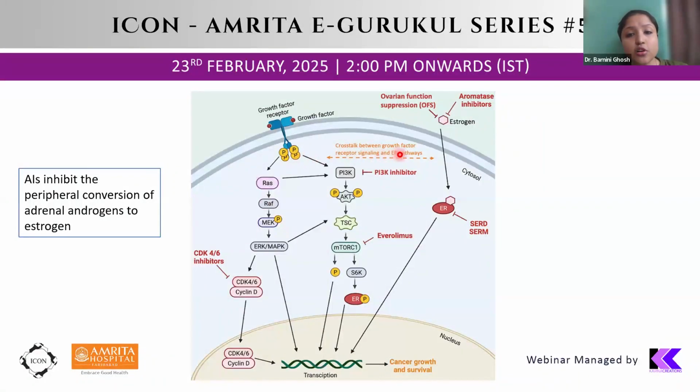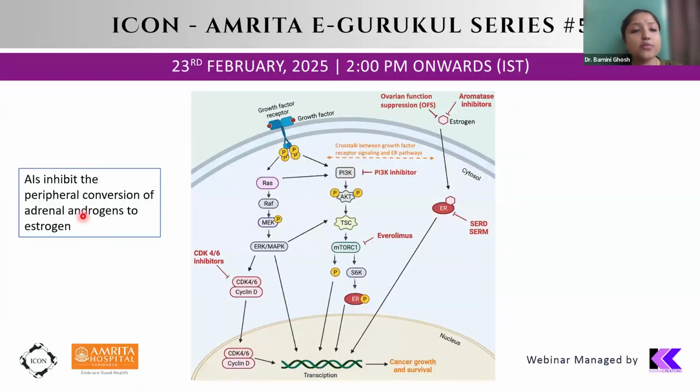Also, there is some crosstalk between the growth factor receptor signaling and the estrogen receptor pathways. These pathways of crosstalk may be either the PI3K, AKT, mTOR pathway, or the RAS, RAF, MEK, that is the MAP kinase pathway. These ultimately lead to increase in cell growth, survival, and increase in angiogenesis. Also, the MAP kinase pathway stimulates the CDK4/6 and the cyclin D, leading to increased turnover of the cell cycle and thus leading to cell proliferation.